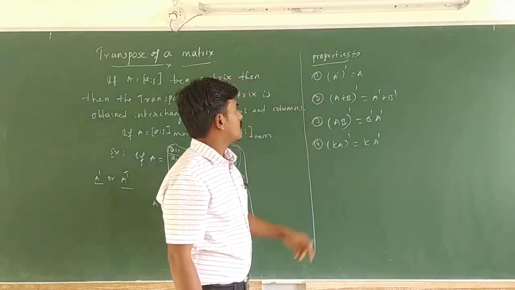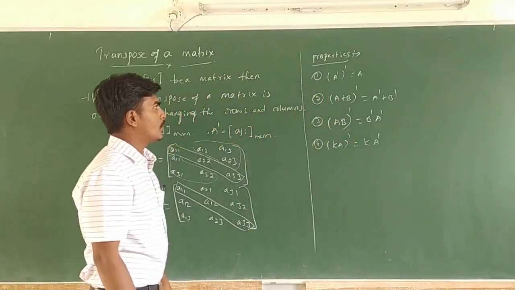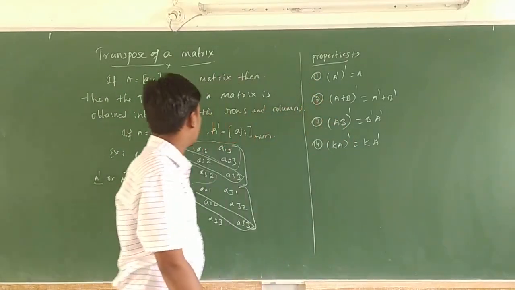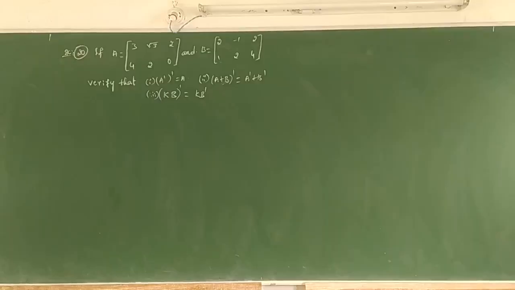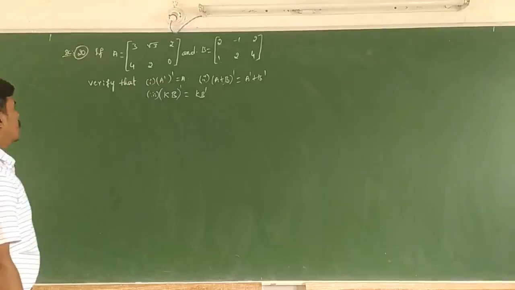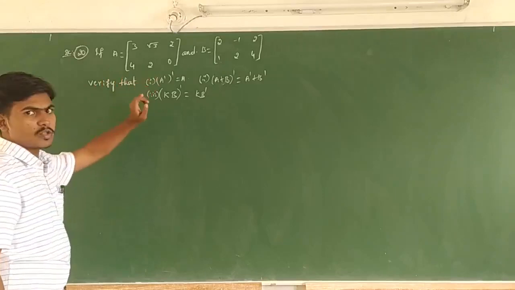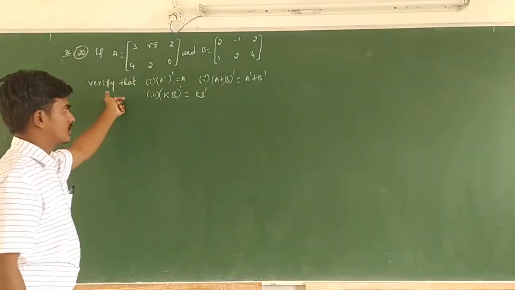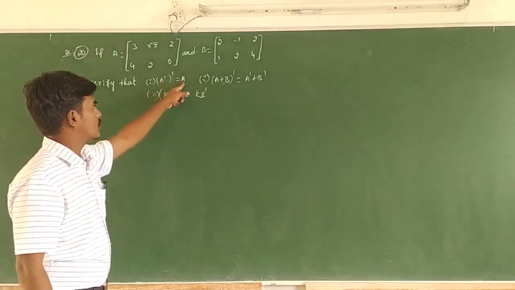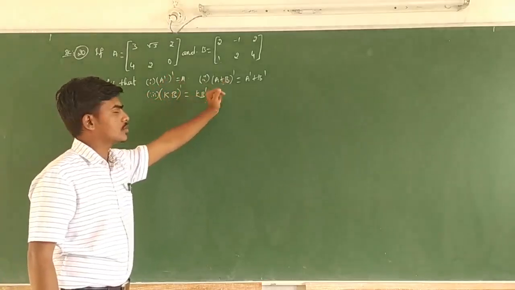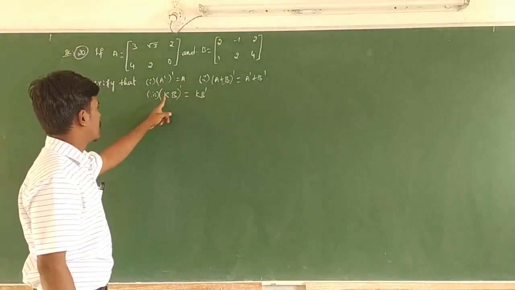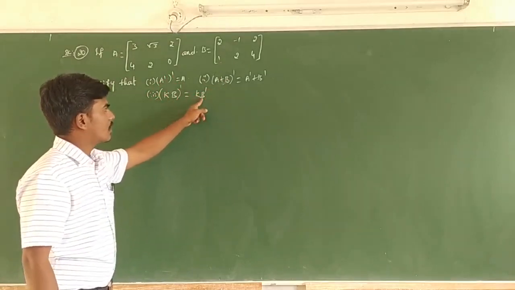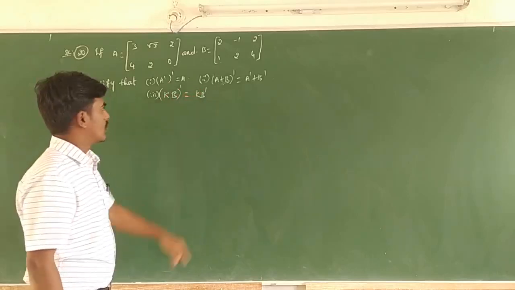Well, let's solve some examples, or we prove these properties by taking some examples in your NCERT textbook. Here, example 20 and 23. If A is equal to a matrix and B is equal to a matrix, we have to verify the properties of transpose of the matrix. That is, A transpose whole transpose is equal to A, A plus B whole transpose is equal to A transpose plus B transpose. Next, K into A whole transpose is equal to K into A transpose. We have to prove this. Your first one.